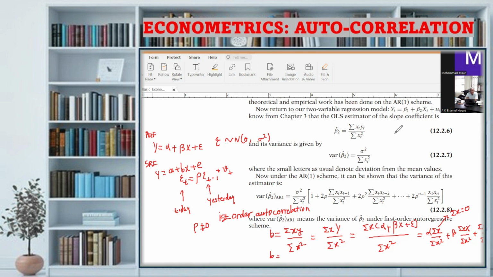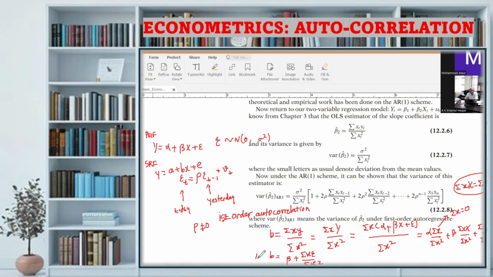Okay. So we have this is equal to 0. So there is nothing there. And we also know summation of small x big X equals summation of small x squared. Remember, we have done all of them, so I'm not repeating this. So this will be equivalent to beta plus summation of small x epsilon divided by summation of x squared.